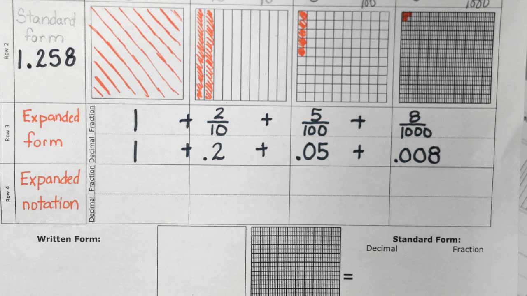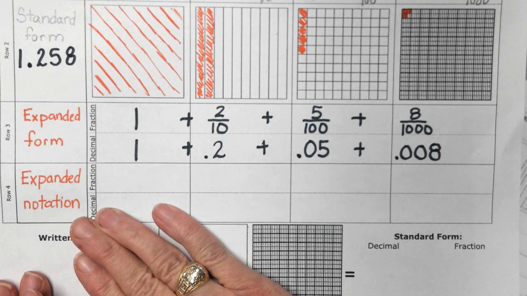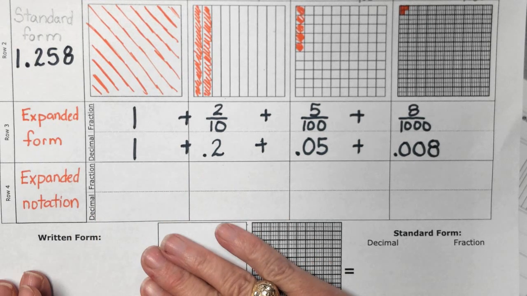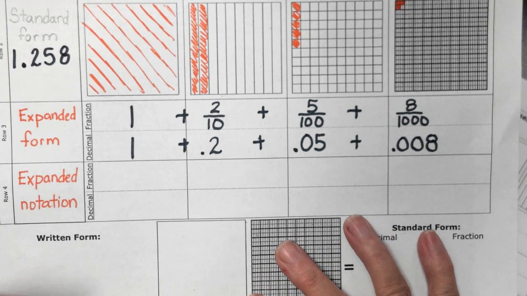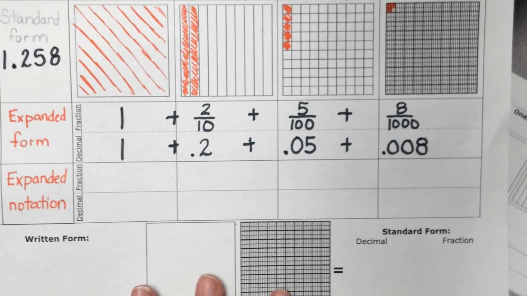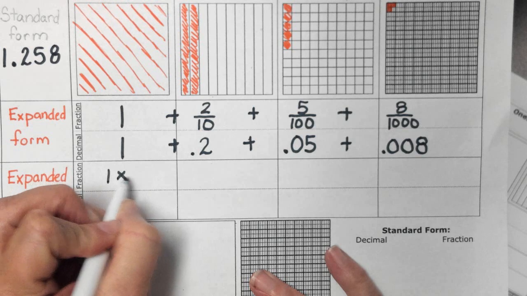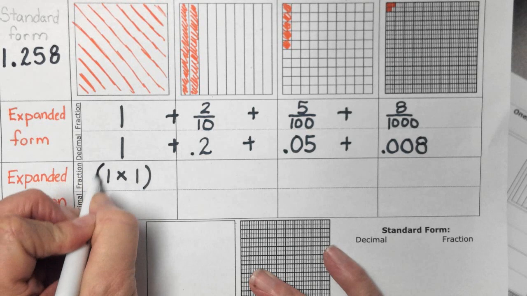Remember, the difference between expanded form and expanded notation is now we're using the value of every number represented by a number sentence. So we're going to start with 1 first. So we have 1, and we know that the 1 is in the ones place. So we would multiply the whole number 1 by the number 1, and we would put it in parentheses.